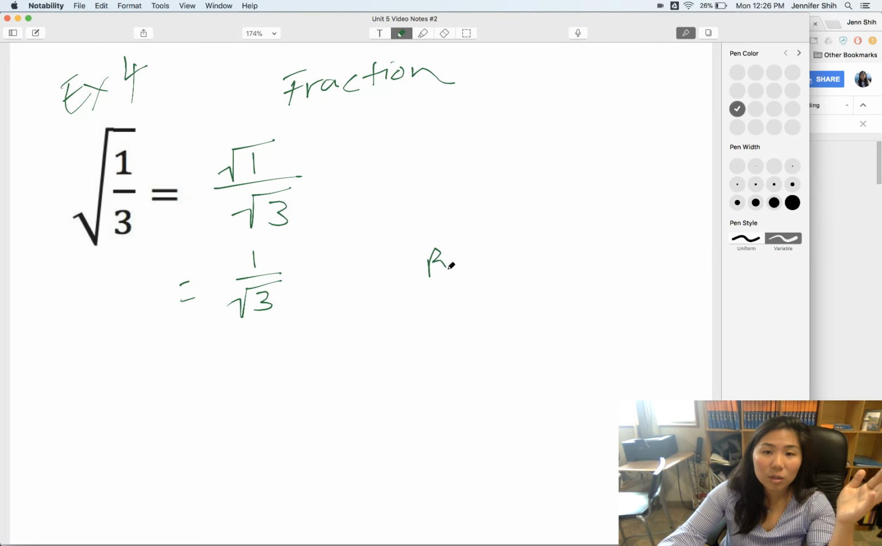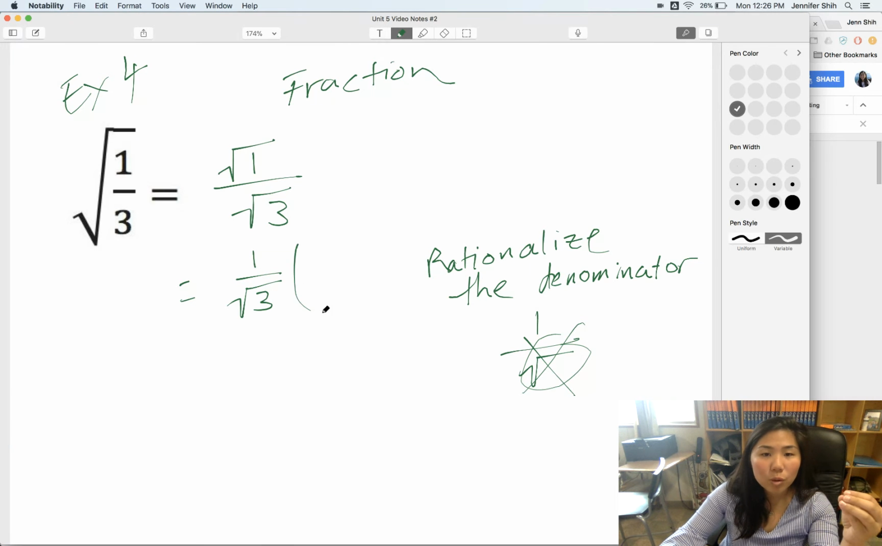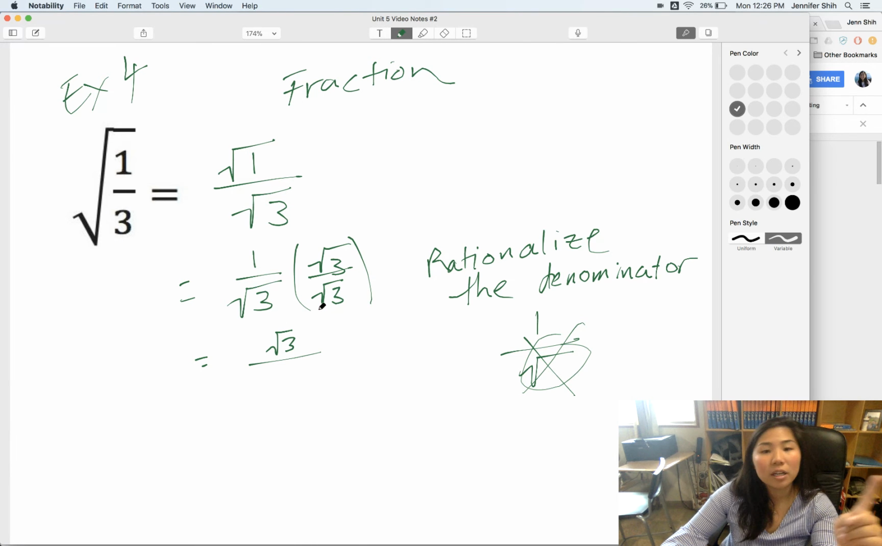Now, you have to do something called rationalize the denominator. Here's one of your vocabulary words. I feel like I've done this video before, but for Algebra 2. Same concept. Rationalizing the denominator means that we don't want a radical in the bottom. So what we do is we multiply by a form of 1. Whatever we do to the bottom, we have to do to the top. This should look familiar. So when we rationalize the denominator, you have the square root of 3 in the numerator, and the square root of 3 times the square root of 3 is just 3.